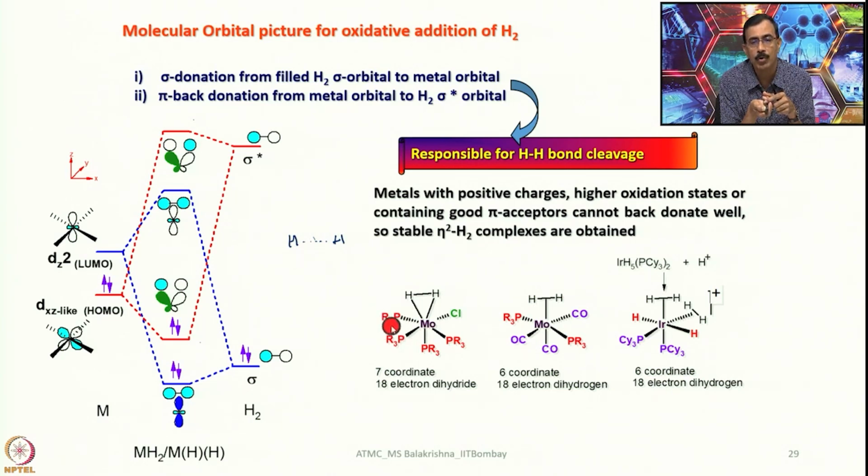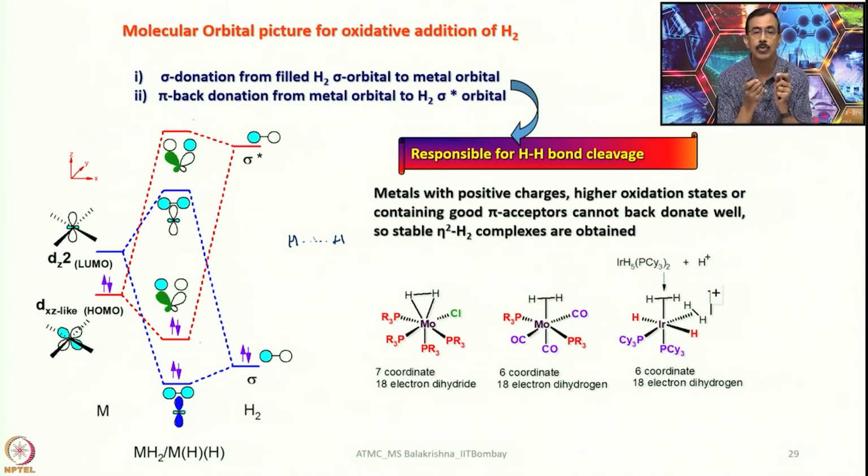Here these phosphines are not very good pi acceptors compared to carbon monoxide, and the pi acceptor ability of hydrogen is more or less comparable to that of tertiary phosphines. As a result, it also fights for a lion's share in the back bonding, so more electrons come here and then the HH bond cleaves. Whereas in this case we have better pi acceptor ligands, carbon monoxide, which take the lion's share and leave very little or no electron density for donation from the metal to H2 sigma star. As a result, this H2 is retained.